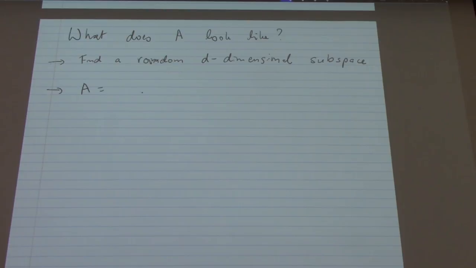A is a collection of aij, where each aij is drawn from a normal with zero mean and unit variance. So this is very shocking in some ways, right? Because this matrix has nothing to do with your data. It doesn't matter what your data looks like. It doesn't matter how the points are distributed. Nothing matters. You can compute this matrix ahead of time. And it works. Each item is Gaussian.